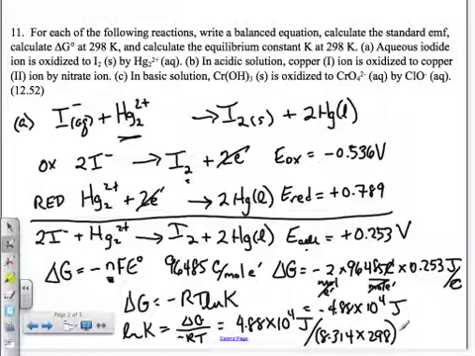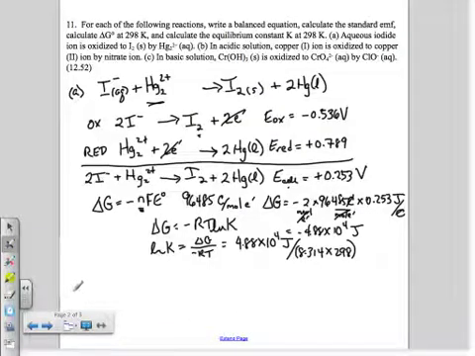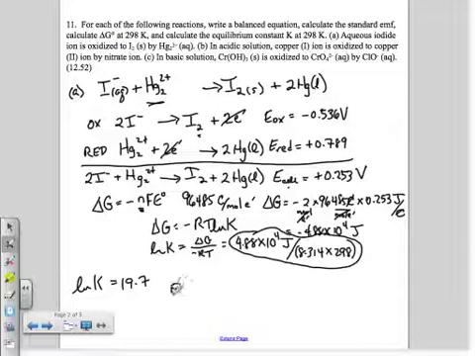So when I get that, ln K is equal to, for this problem, 19.7. All of this right here came out to 19.7. Now I'm going to take e to the power of the natural log, the natural antilog, so I'm doing this.